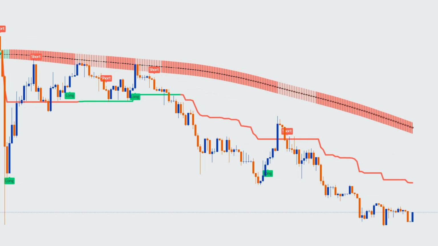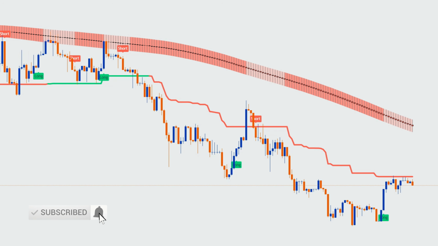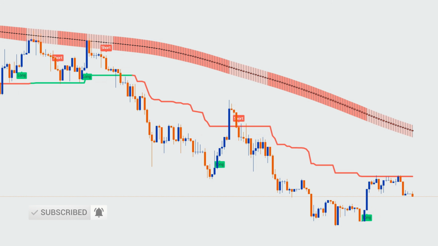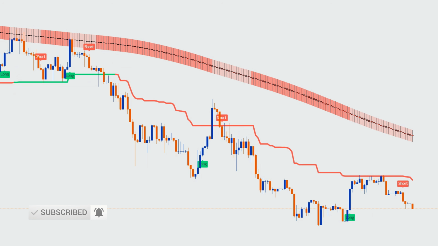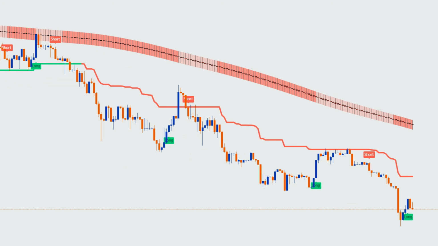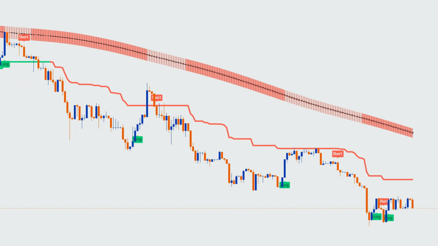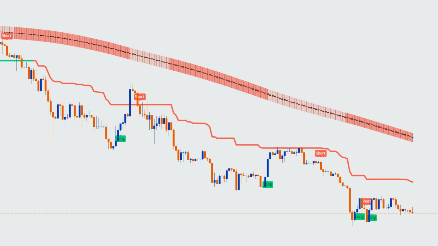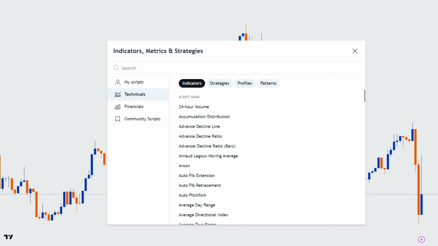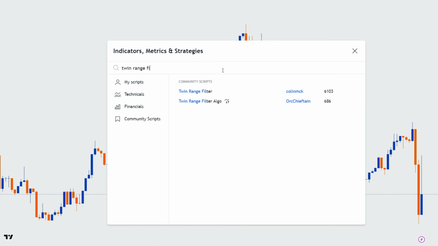The twin range filter is a revolutionary indicator that uses range filtering techniques to generate highly accurate long and short signals. It's one of the most powerful indicators on TradingView, and it can help you achieve unprecedented levels of success in your trading career. So, if you're tired of losing trades and you're ready to start skyrocketing your profits, then you need to check out the twin range filter. Search for twin range filter in the indicators tab on TradingView, and start using it to trade like a pro today.